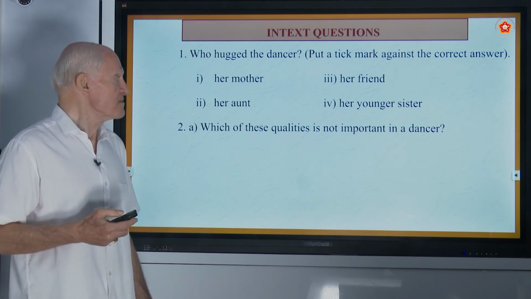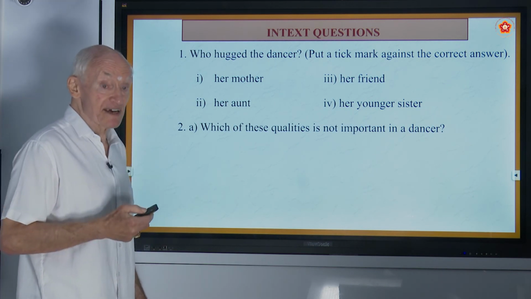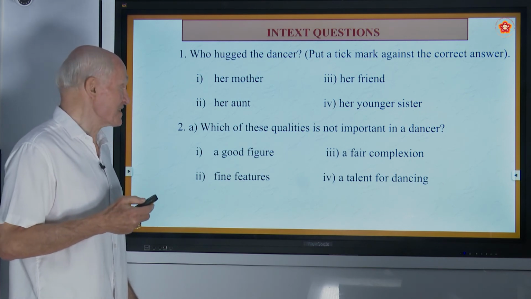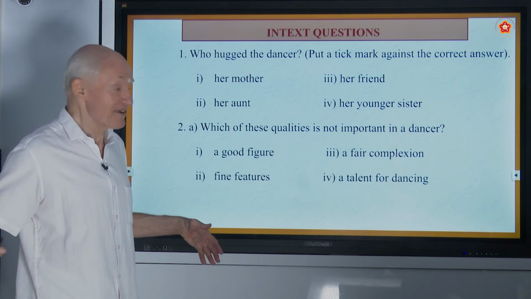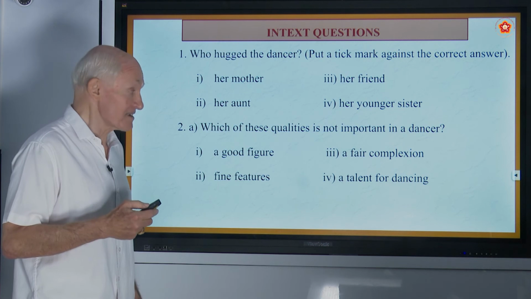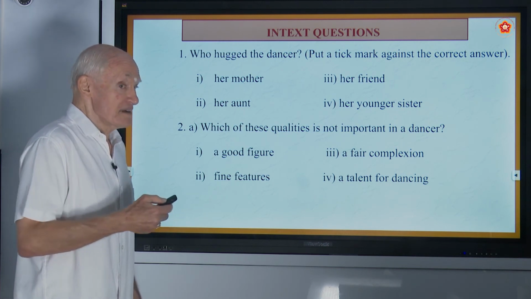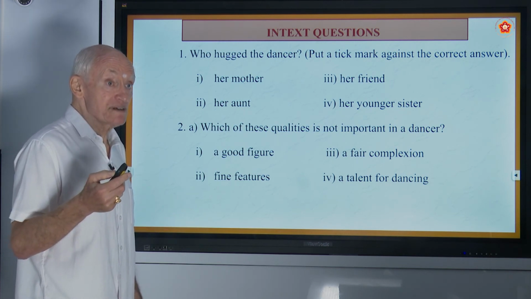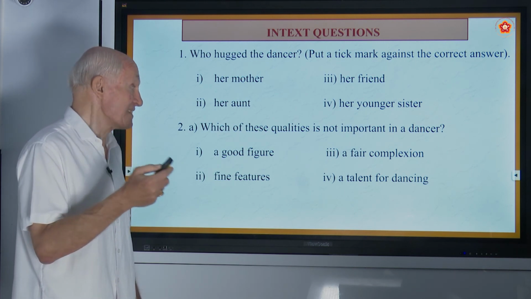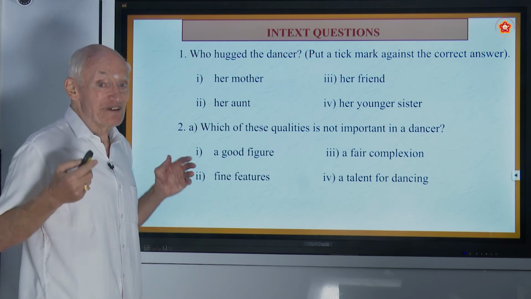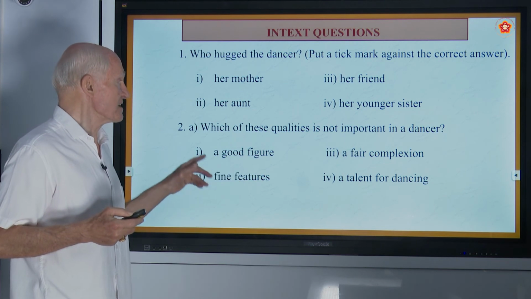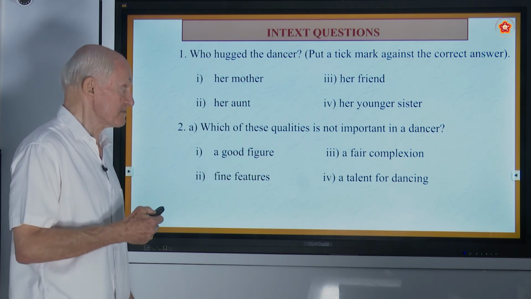2. Which of these qualities is not important in a dancer? A good figure? It's nice to have a good figure when you're dancing. You don't want to be 400 pounds in dancing. Fine features? Nice to look good too, you know. Fair complexion? Is the color important? Not really. Some people could have a little darker complexion. So what? They can still be a good dancer, right? And a talent for dancing. You need to have a talent for dancing. So the answer is a fair complexion. That's the quality that's not important.